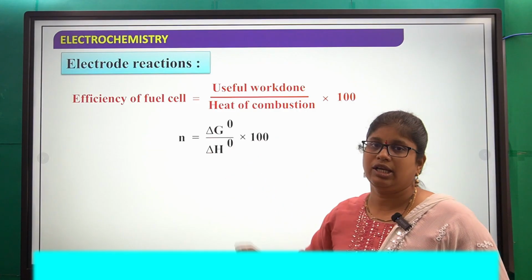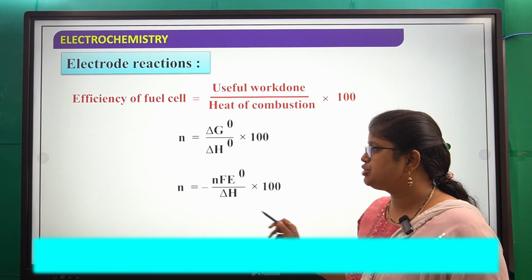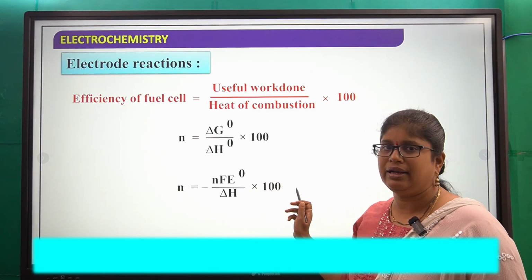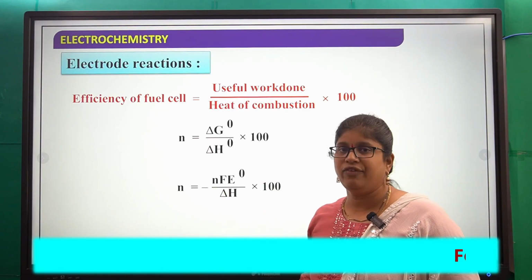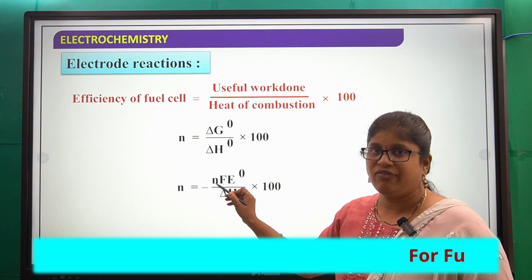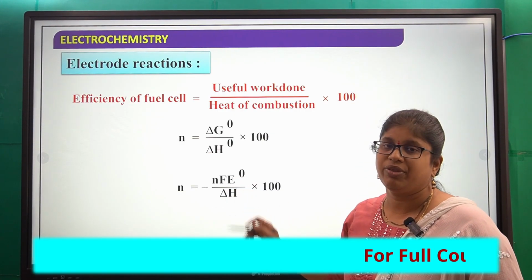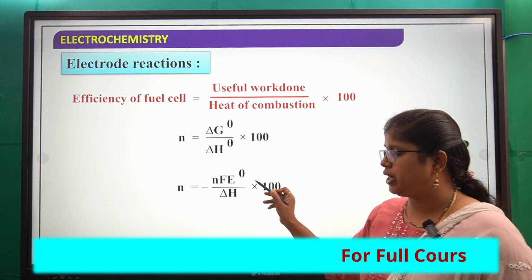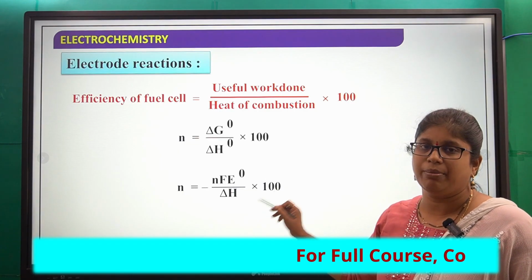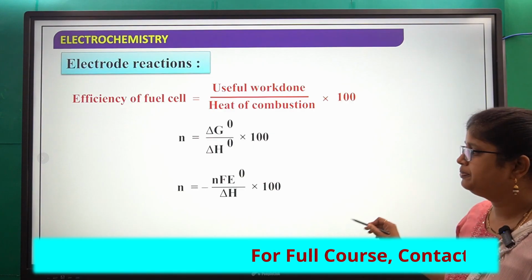Here we know that Gibbs free energy delta G is equal to minus NFE. So if we substitute that, efficiency is equal to minus NFE naught divided by delta H, into 100. NF indicates the total charge: N is the number of electrons involved and F is the Faraday, so this gives the total charge. E naught is the standard electrode potential, divided by delta H, the heat of combustion, into 100. This gives us the efficiency of the fuel cell.